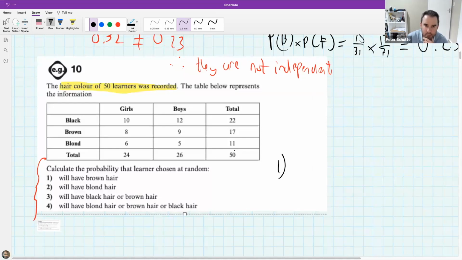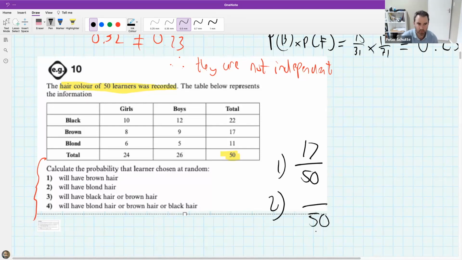Okay, so here, the total in the whole class is 50. And so for the first one, it has to be out of 50. And it says brown hair. So brown would be 17 out of 50. And to be honest, the next one's going to be out of 50 as well, because you're choosing a random learner from the class. So blonde hair, I look for blonde. And it's so nice, they've even done the total already for me. So there's 11 students who have blonde hair. So there's 11 out of 50 chance you choose someone with blonde hair.